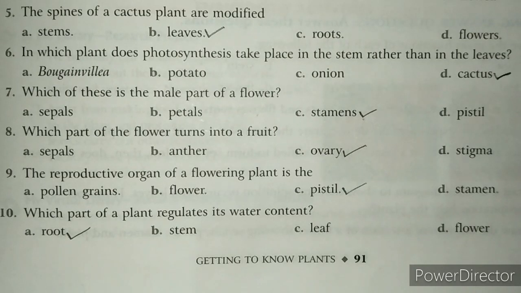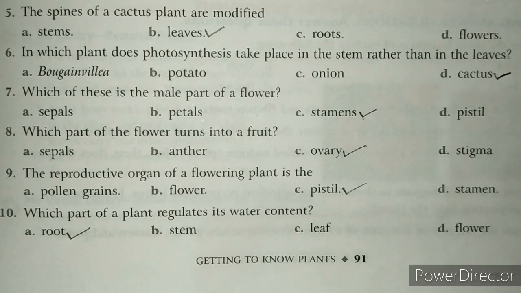Ninth question we have: the reproductive organ of a flowering plant is the dash: pollen grains, flower, pistil or stamen. Pollen grains are the minute structures prepared by the stamen, like anthers. And flower is a complete structure in which female and male parts are there, right? So pistil would be the right answer, because in the pistil all the reproduction stages occur, and the stamen is the male part of the flower.